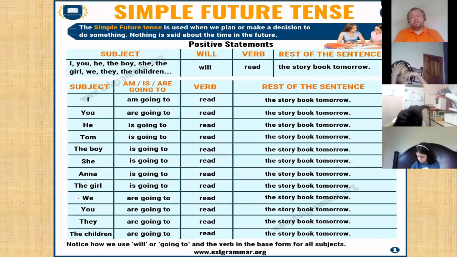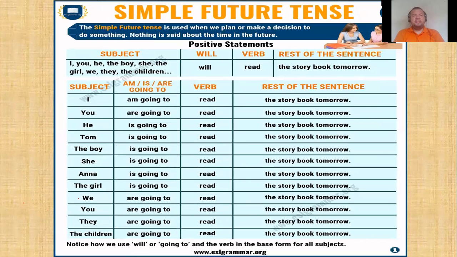Let's continue. We can see here an image that says the simple future tense. The simple future tense is used when we plan or make a decision to do something. Nothing is said about the time in the future. We have positive statements. We have subject, will, that is like an auxiliary, the verb, and the rest of the sentence or complement of the sentence.